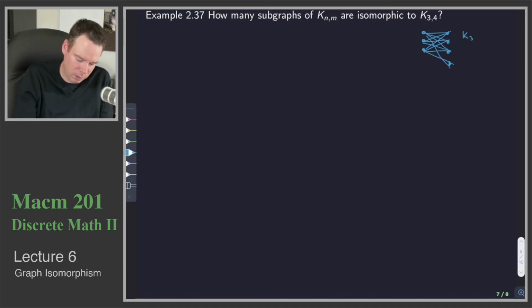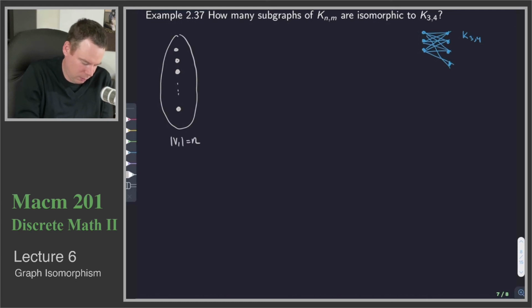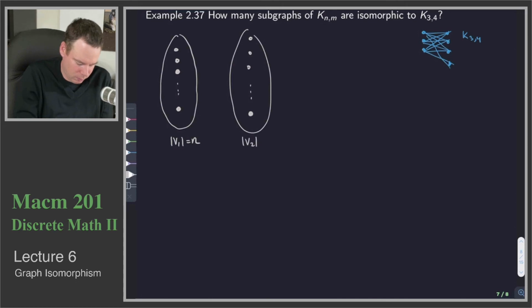So that's what our K34 looks like. And we want to find copies of this in Knm. So Knm is going to look like this. There's going to be a bunch of vertices, namely n of them. So that's our vertex set of size n. And then we've got the other half of the bipartition that has m vertices in it. So this is our sketch of Knm.